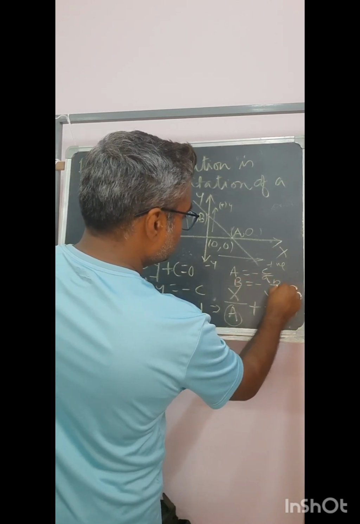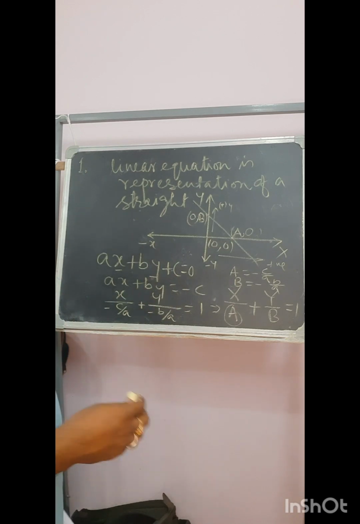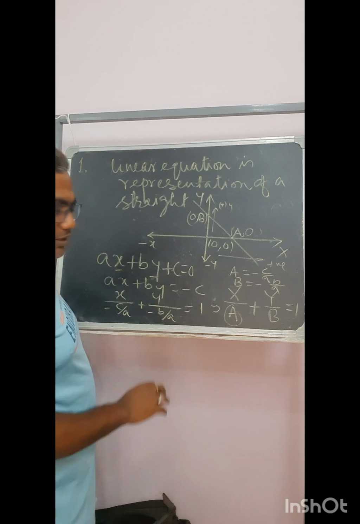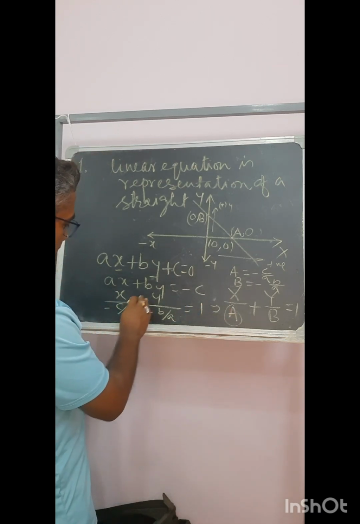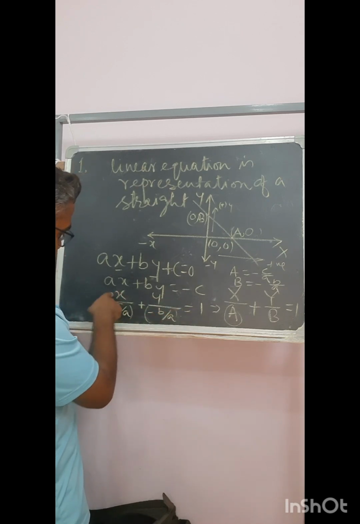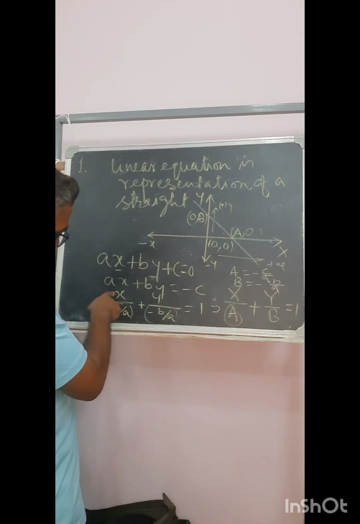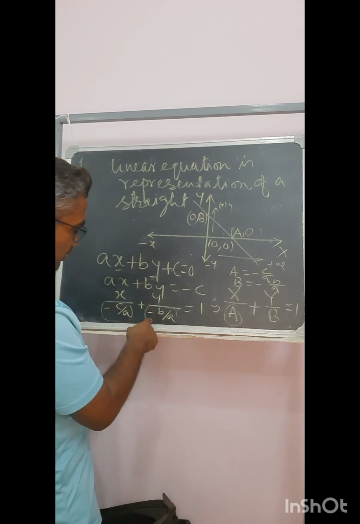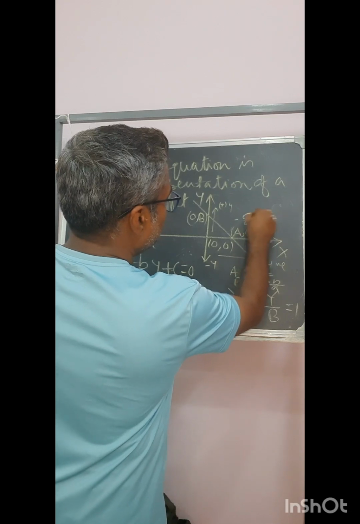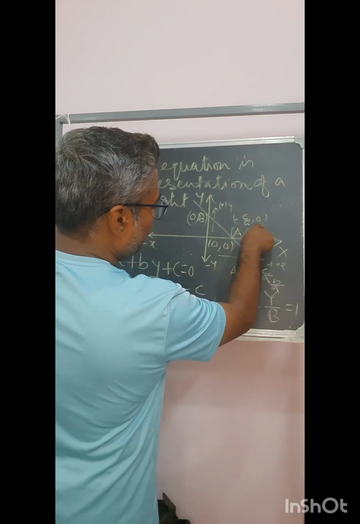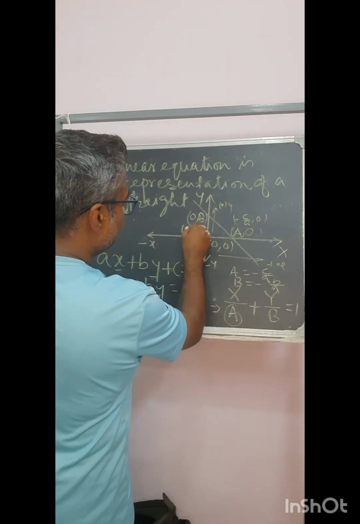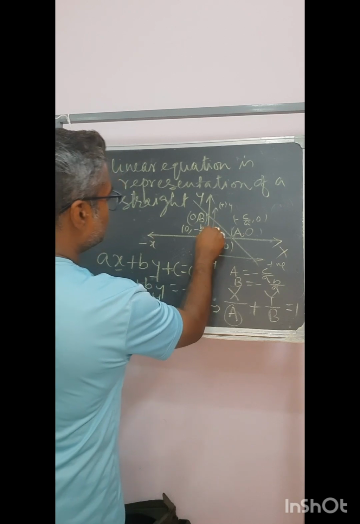If I am told to find the intercepts on the x and y axes for this linear equation, I can represent it in this way, and whatever I get here will be the intercept on the respective axis, x followed by this, y followed by this. So this will represent minus c by a comma 0, and this is also a point on the line, and similarly this is also a point on the line. So this is the basic thing.